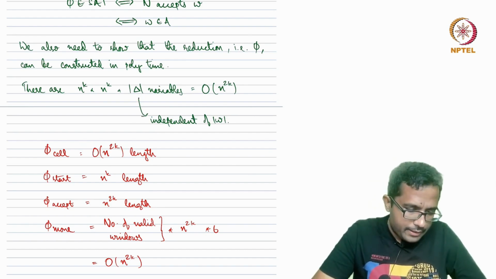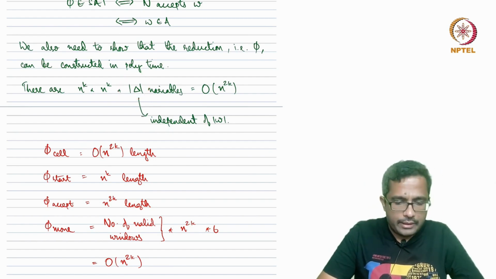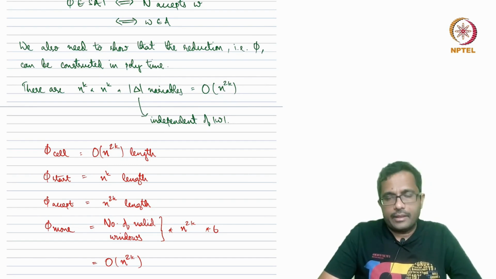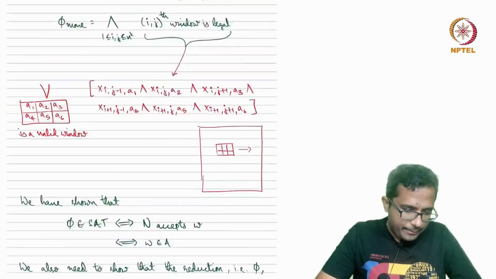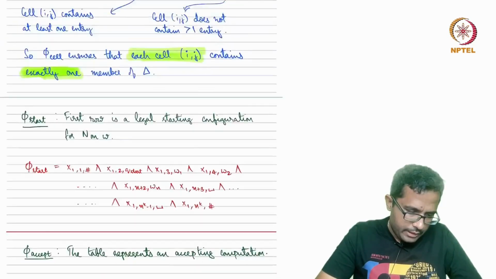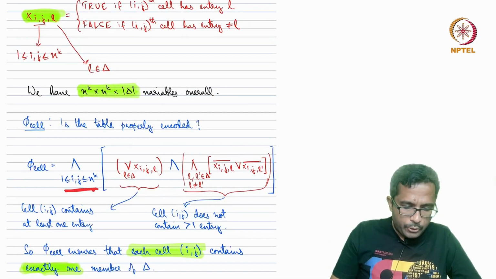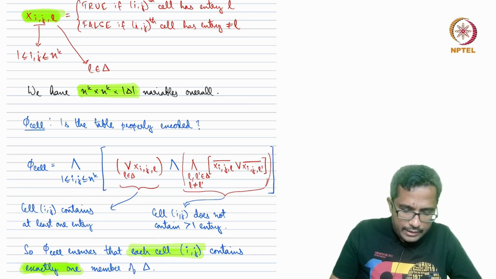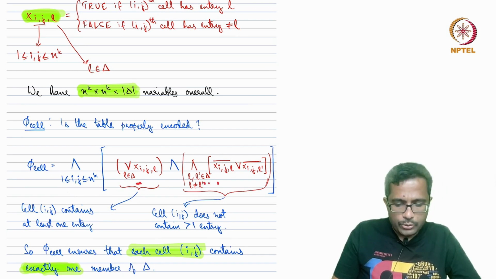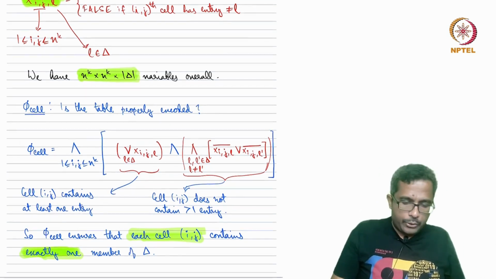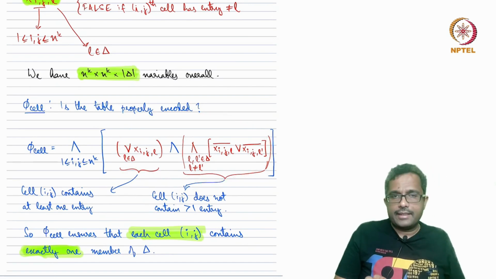So the number of variables is n power k times delta, but delta is independent of the length of w, so it gets absorbed in the O notation, so it's O of n power 2k, right? Now phi cell, if you see, this is n power 2k, but inside it is just dependent on the delta. So here there is delta, here there is delta square, so it is still O of n power 2k, because this part is constant once i and j are fixed.